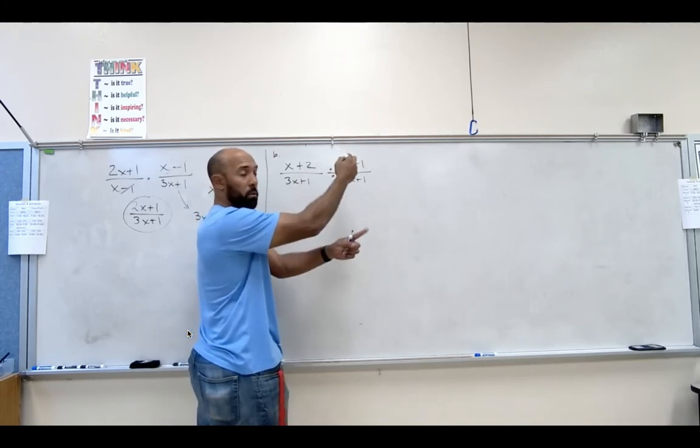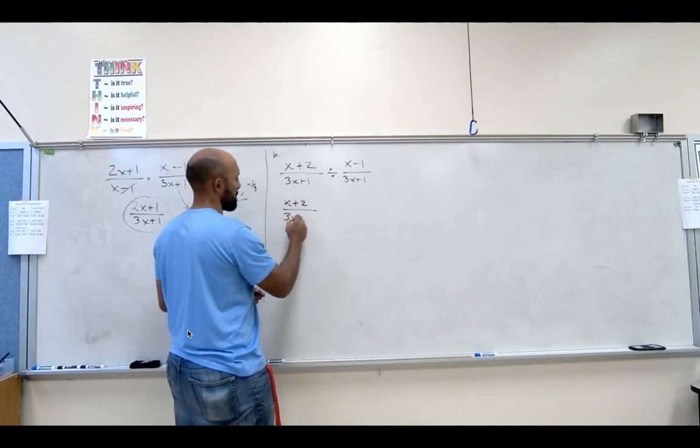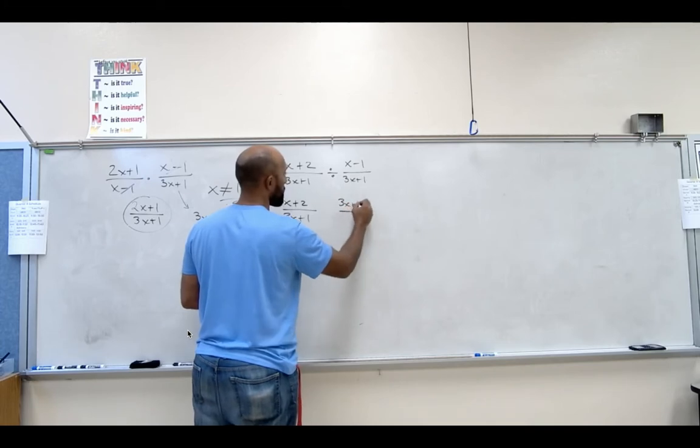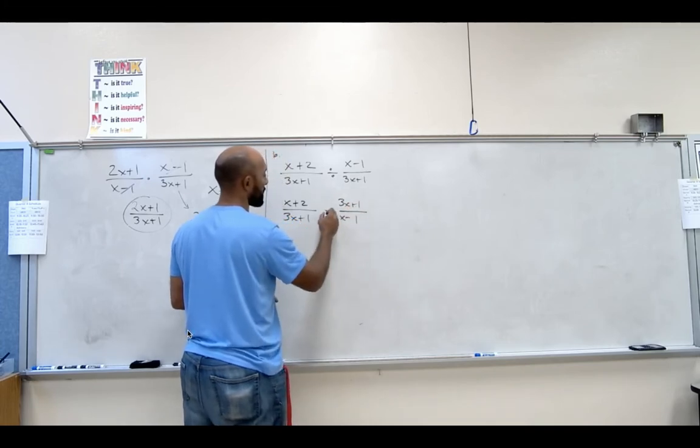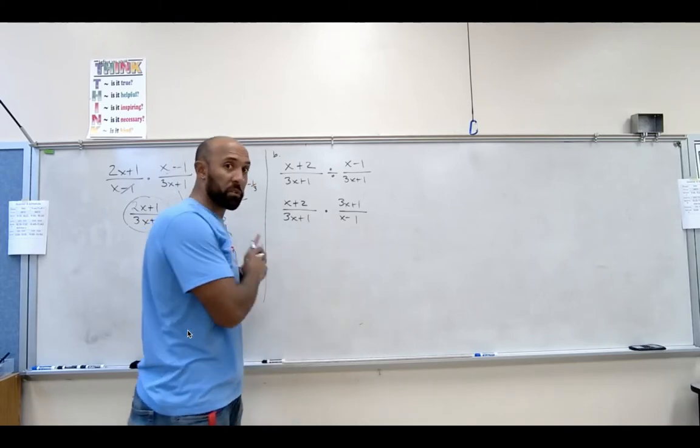Okay, so now, remember the first thing I do with the division is I gotta flip or take the reciprocal of the second. So this one stays the same. This one flips, so now 3x plus 1 is on the top, and x minus 1 is on the bottom. And I'm going to multiply. Now, before I cancel out the factors, let's do that excluded value first.